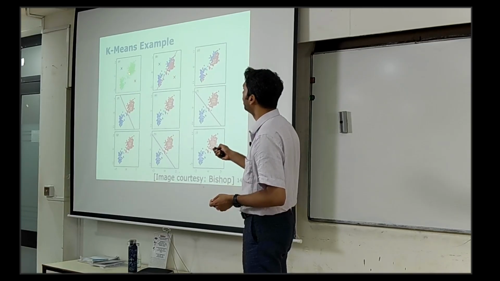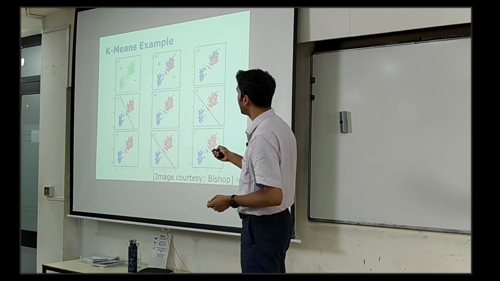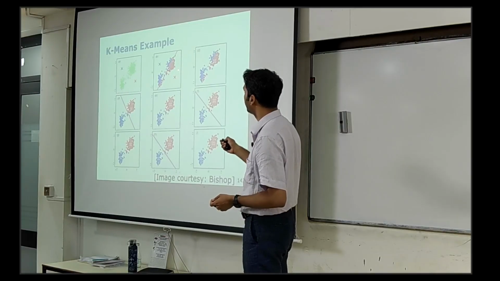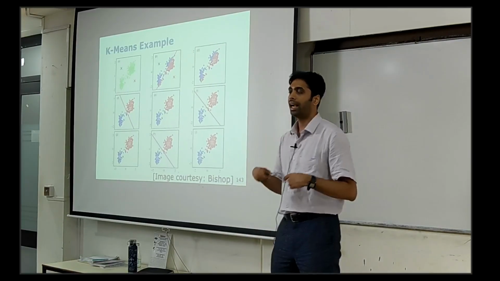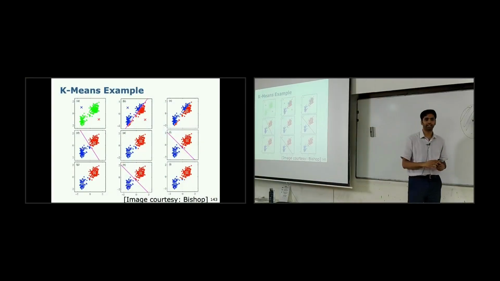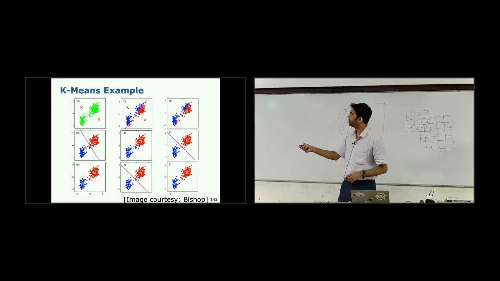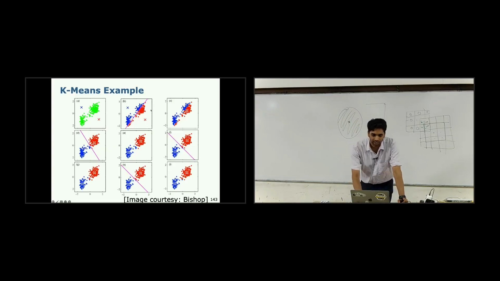Maybe if I take a point here, the distance to the red one is closer than the distance to the blue one, so I assign it the red color. And I keep doing this for every single point in the data set. And then I end up with this result, where the right diagonal part of the image becomes the red cluster and the blue becomes the blue cluster.